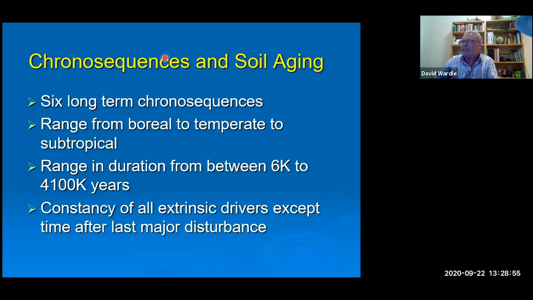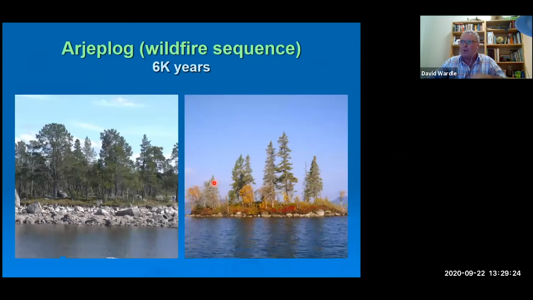So what we're looking at is chronosequences, sites of different ages since they formed. And we've got 6 of these systems, the Swedish one, and 5 others. And they're distributed globally, boreal, temperate, and subtropical. And they're all long-term. They range in age between 6,000 and 4 million years. And they all have relative constancy of all drivers, except the disturbance that set the chronosequence in motion in the first instance. So I'll walk you briefly through them.